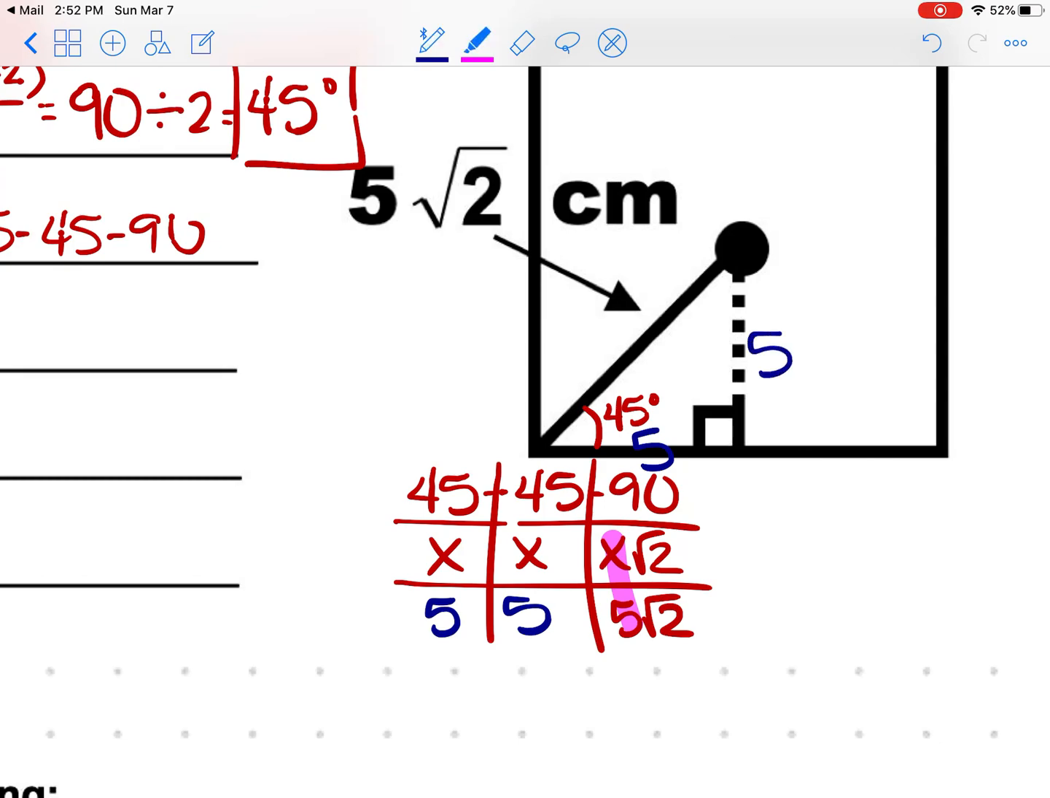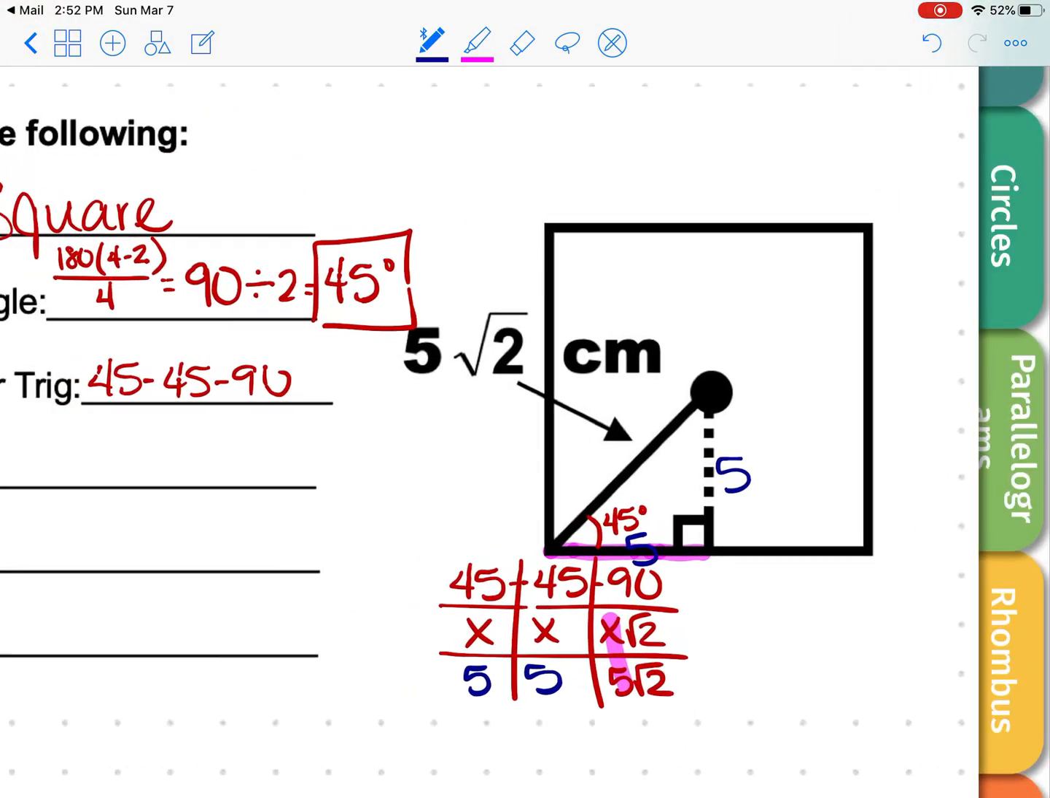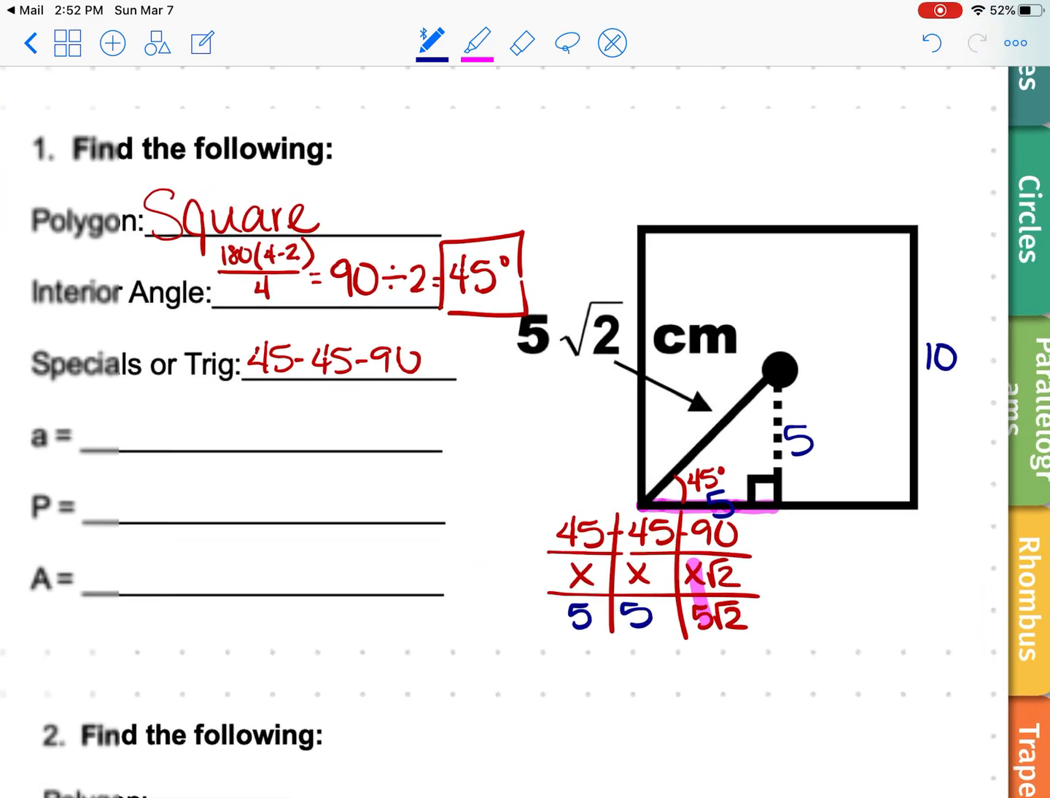And if this piece that I'm highlighting right now is 5, the whole side length would be 10. So our apothem is 5, our side length is 10. So little a stands for apothem, so that would be 5. Perimeter is all the way around. We have 4 sides measuring 10, and so that would be 40, and we're working with centimeters.